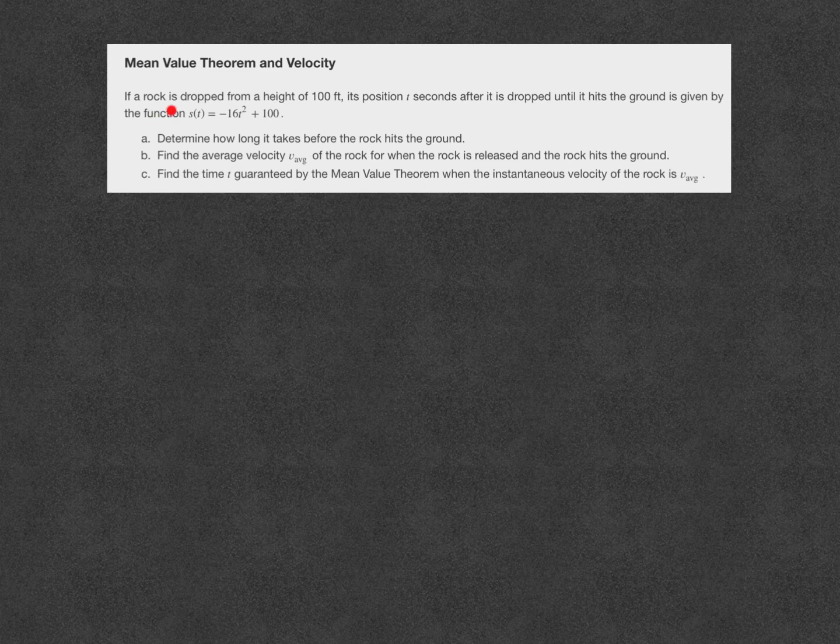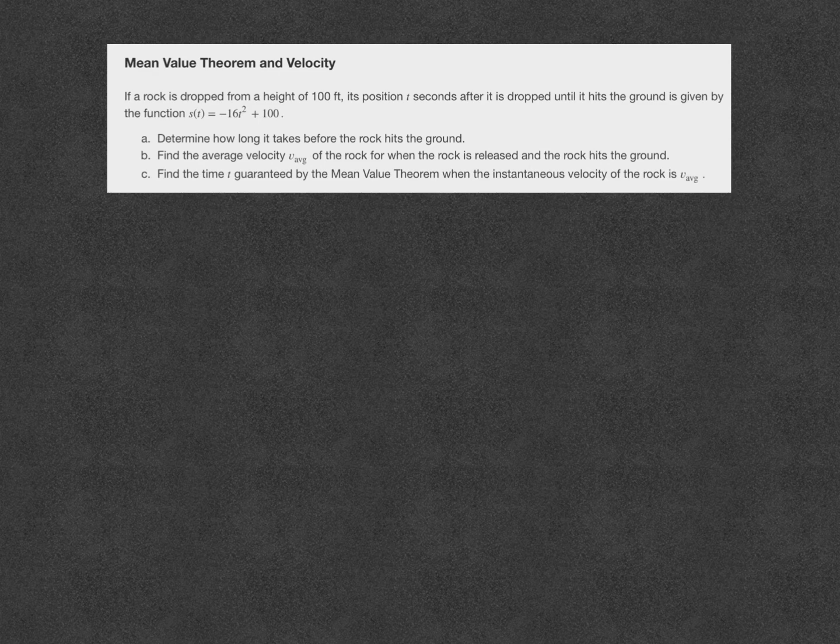In our next example, we're going to look at more of an application type question. We have a rock that is dropped from a height of 100 feet, and we're looking t seconds into the future. The height of that rock is given by the function negative 16t squared plus 100. We have a few different parts to this problem.